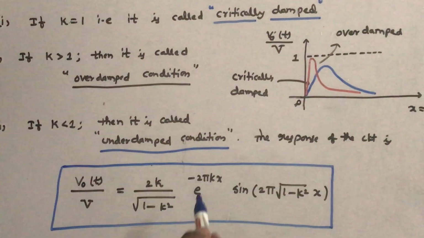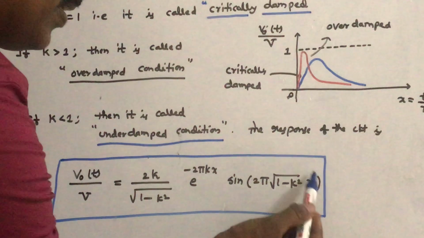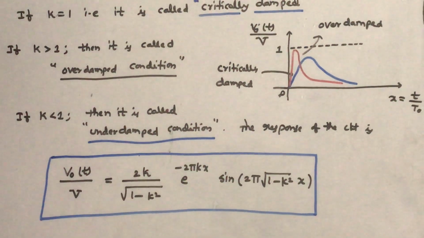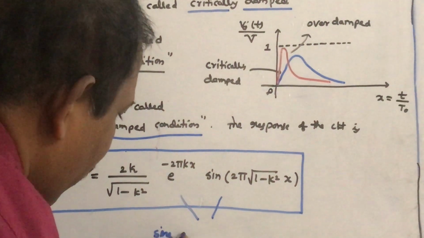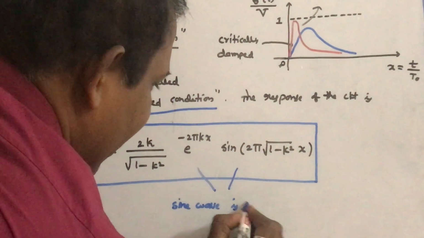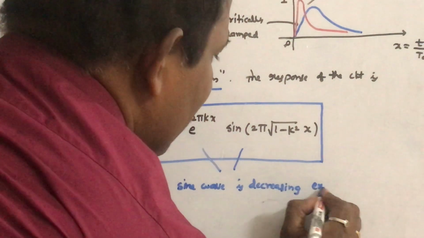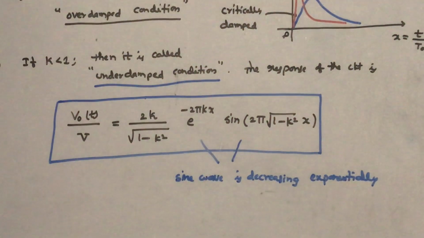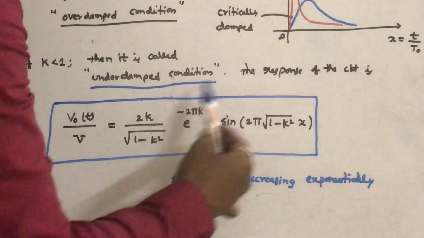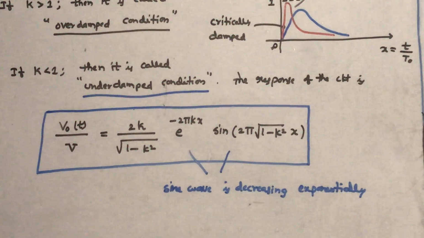You can see the output is clearly in the form of e power minus something multiplied by sine. That means the sine wave is exponentially decreasing. What is the nature of the response from these two? The sine wave is decreasing exponentially, because it is multiplied by the e power minus x factor. This will be the nature of the diagram for the underdamped case. Let us draw this response.